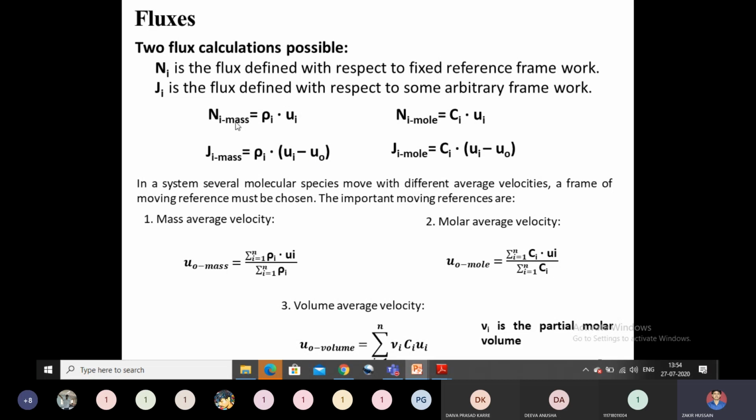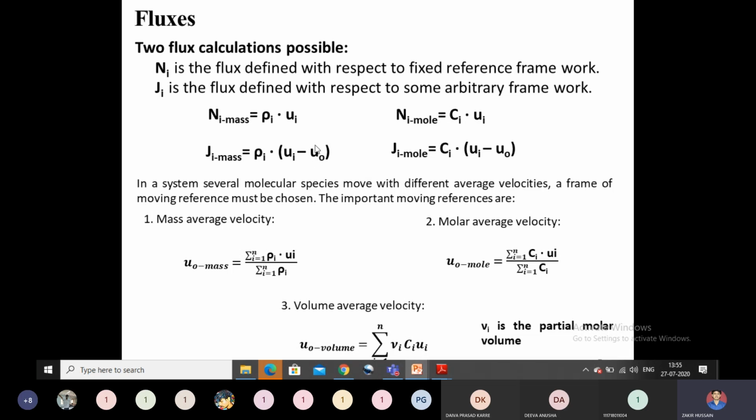So these are the two types of fluxes they have defined. In order to evaluate the relationship between the two fluxes, we need to incorporate what U naught is. That particular observer is flowing at a certain velocity. We can't assume a single point, that is not at all possible, so we have to consider the average velocity.